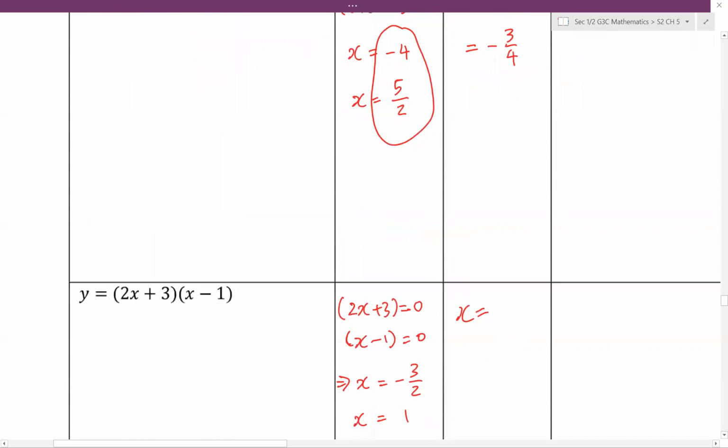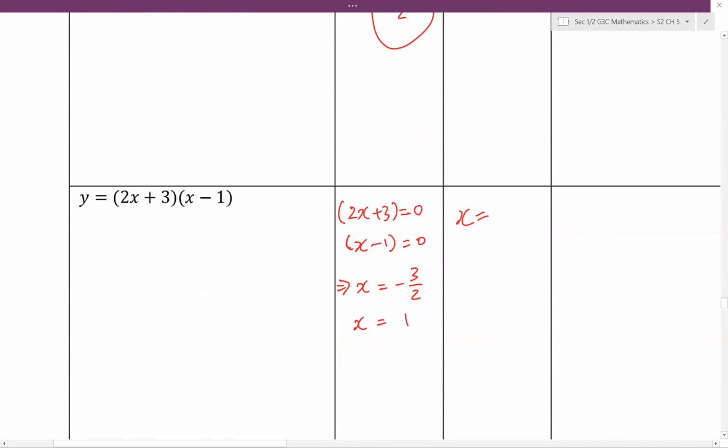Okay, try the next one by yourself. What is your line of symmetry? What is your equation of line of symmetry for the third case? Find the average of your roots. So I'm spending more time on this because confirm will come out for a test. Confirm tested for exam.